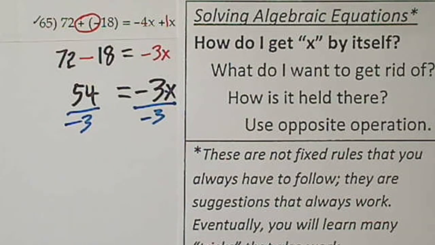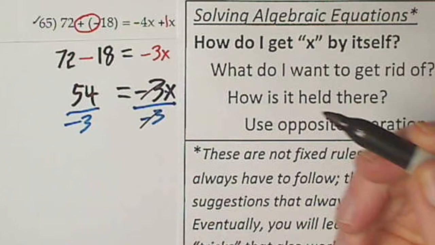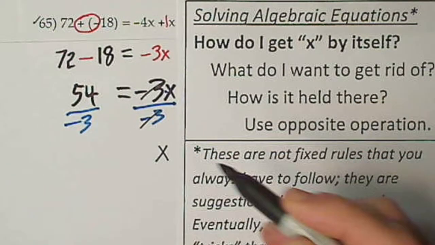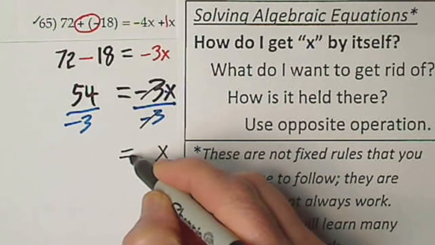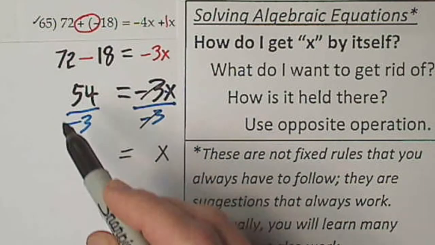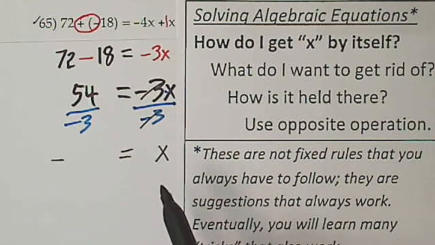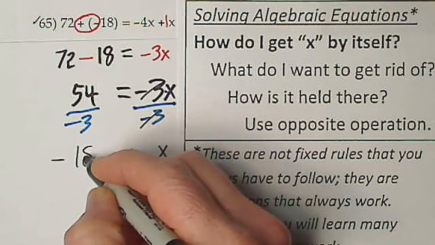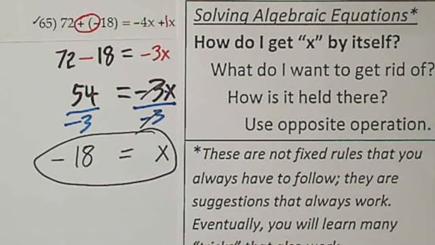And now this will clean up. Negative 3 divided by negative 3 is a positive 1. So I just have x by itself. If you want to put a 1 in front of it, you're welcome to, but you're not required. And then 54 divided by a negative 3 is going to be negative, and I believe that's 18. Okay, so this one solved yields x is negative 18.